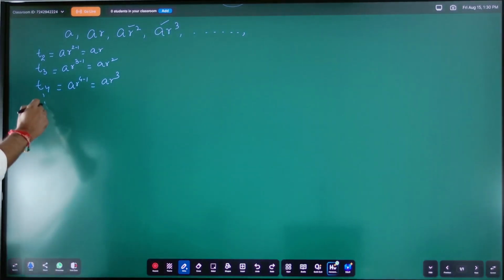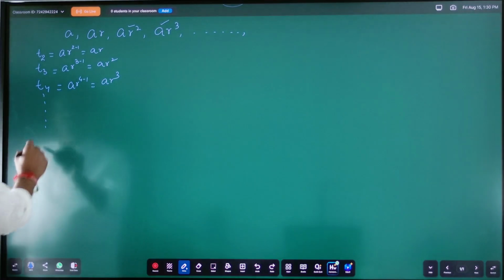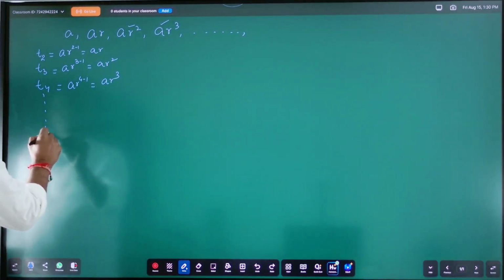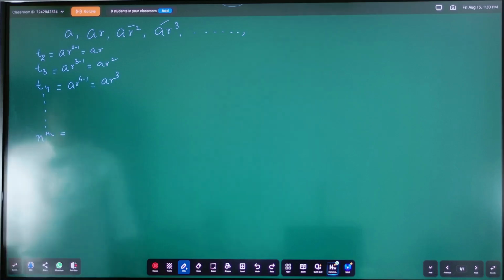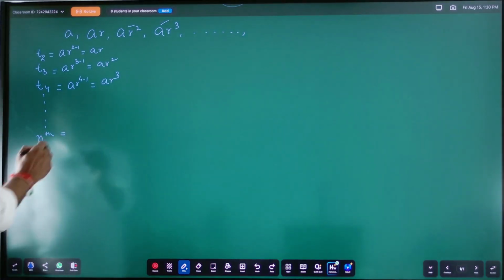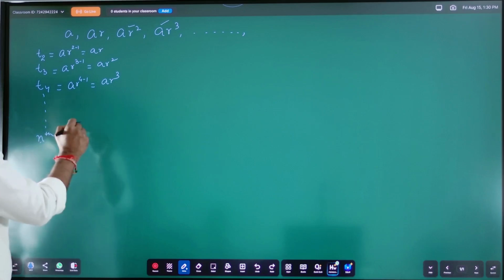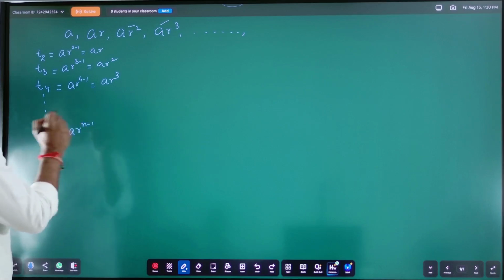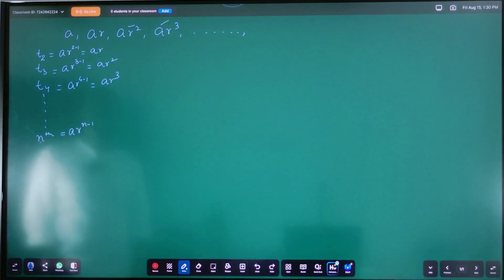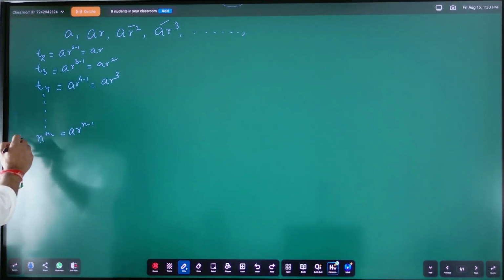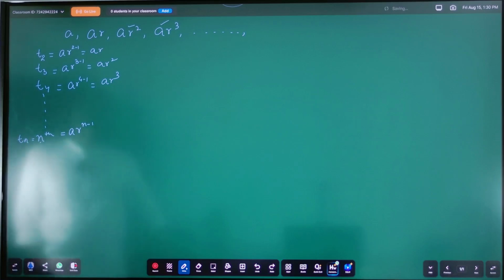So it means if we go like this and we say nth term, how can we write the nth term? We simply write the first term, multiply it with the common ratio r to the power n term minus 1. This is your nth term.